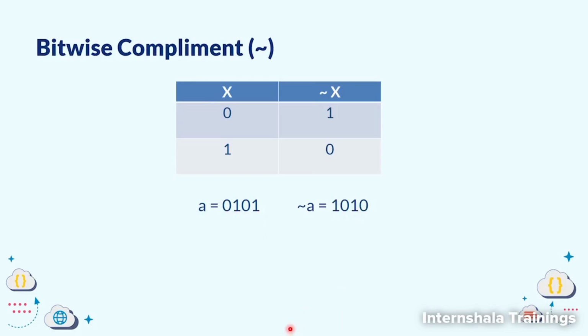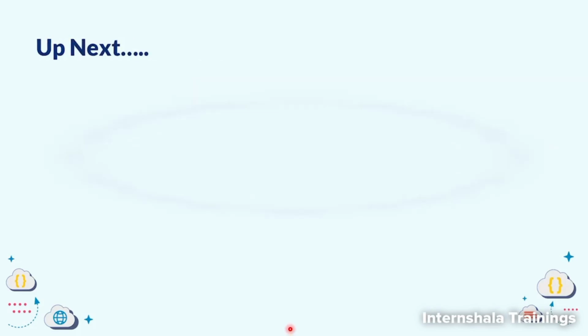So this is how different bitwise operators manipulate bits in Java. After learning the bitwise operators, in the next video we are going to explore the ternary operator.